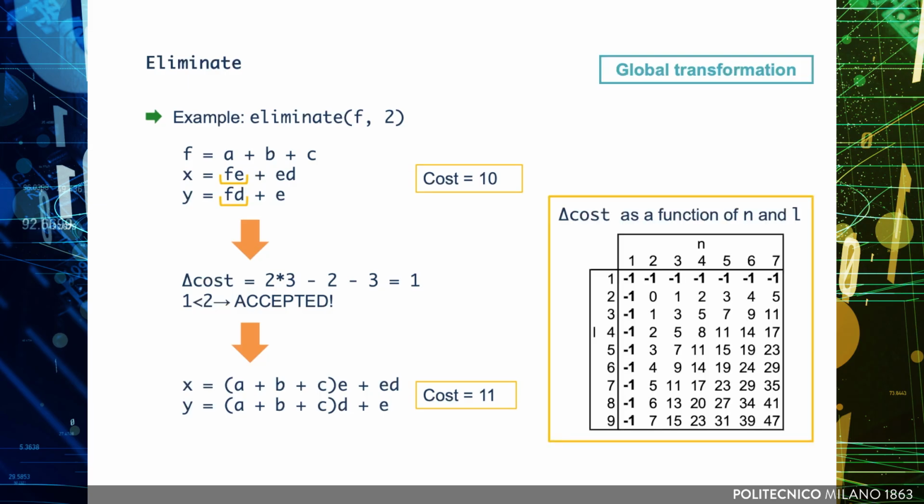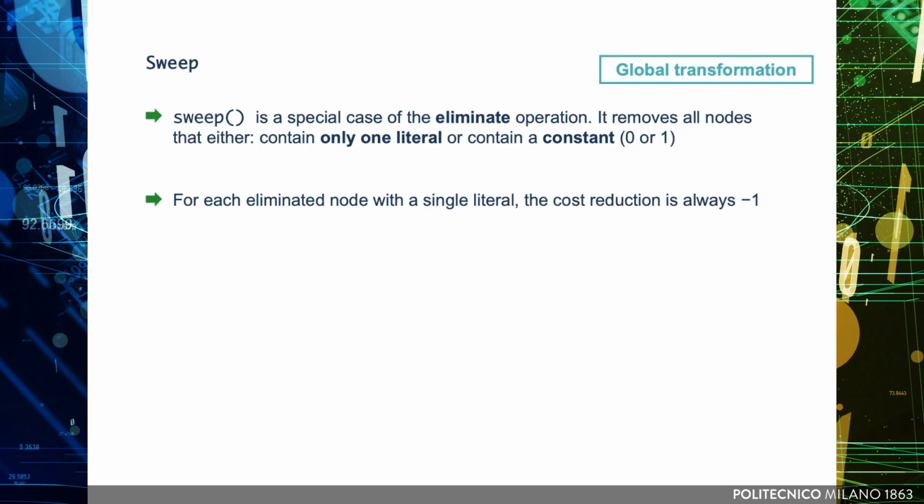Now let's briefly analyze how the cost variation depends on n and L. If node F contains only 1 literal, or if F appears only once in the downstream expressions, then the transformation is generally beneficial. In all other cases, the operation tends to increase the cost, which we control by enforcing a threshold. However, subsequent transformations applied to the updated graph may reduce the cost, leading to a net improvement in the final design. The sweep transformation is a special case of the eliminate operation.